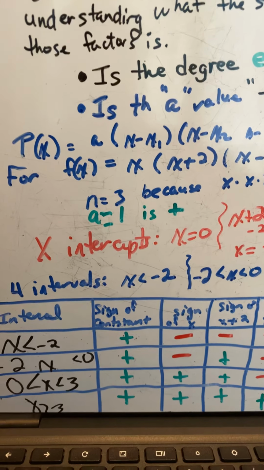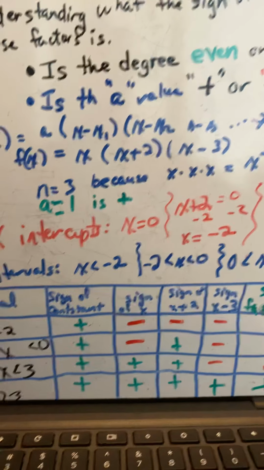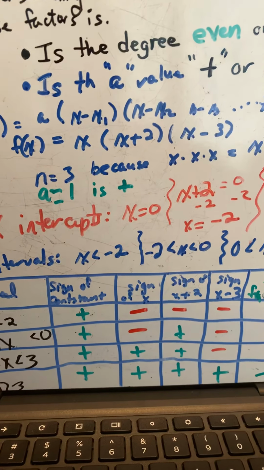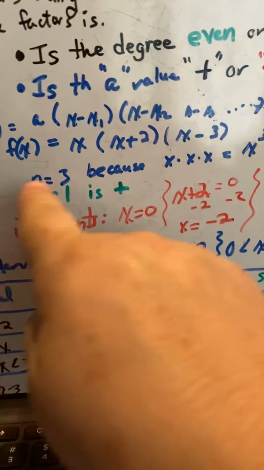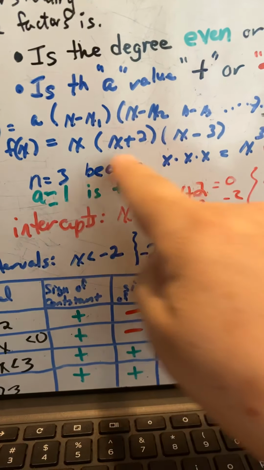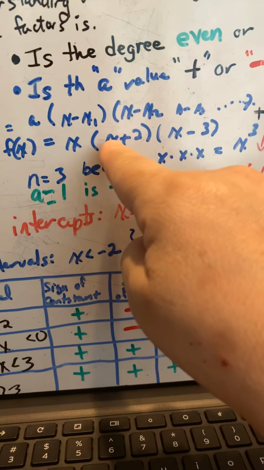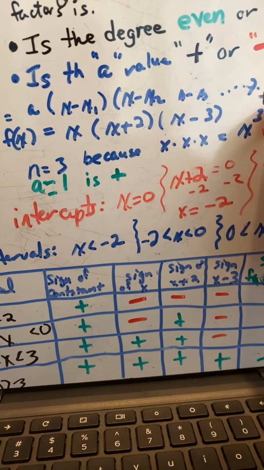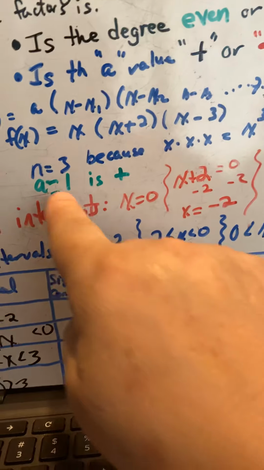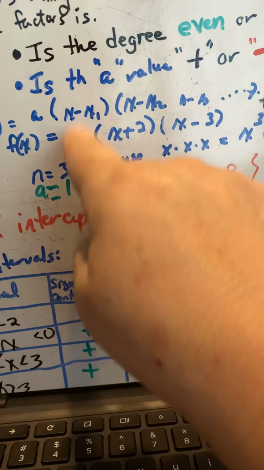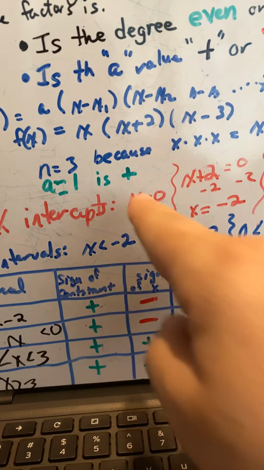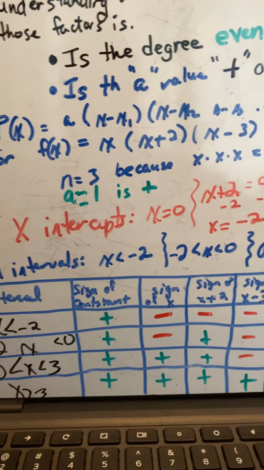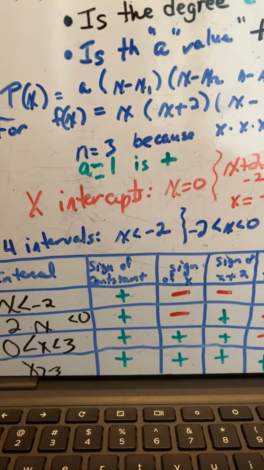So for f of x equals x times (x plus 2) times (x minus 3), let's take a look at this. My degree, my n, is 3. Why? Because x to the first times x to the first times x to the first is going to give me x to the third power. So I know the degree is 3. The leading coefficient right now is just 1. It's 1x, so it's positive.